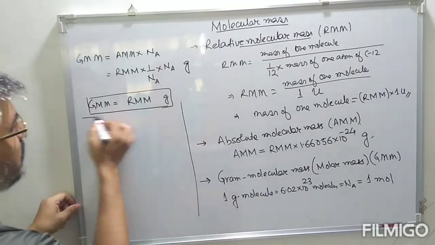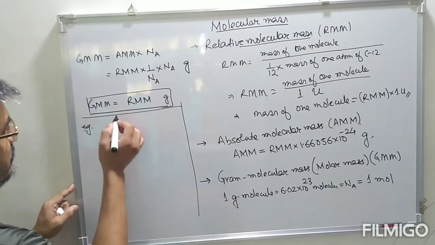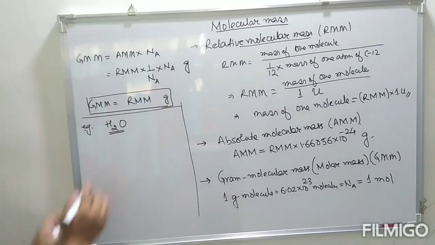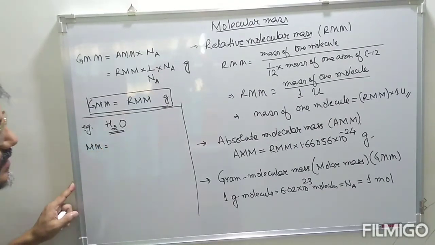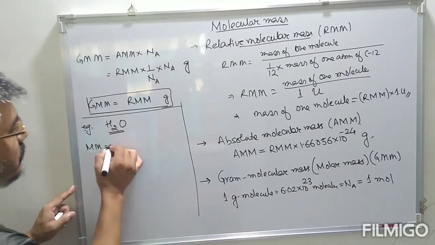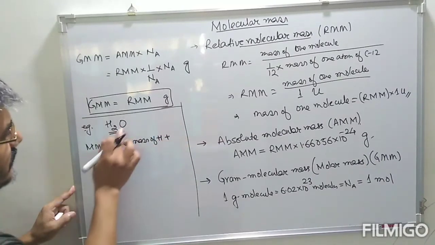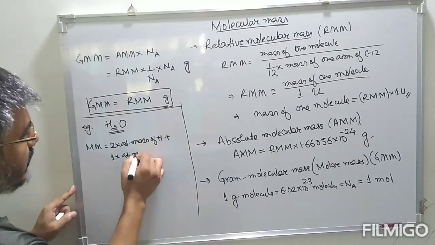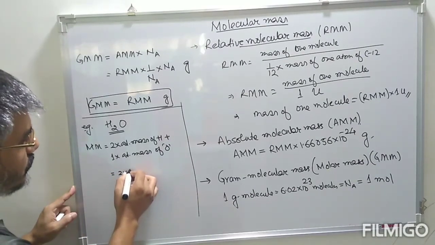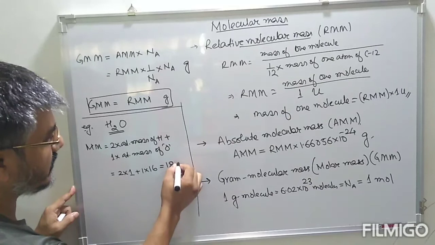Now, from the calculation point of view, for example, let us look at the H2O molecule. We have to find the molecular mass. One molecule of hydrogen oxide, that is H2O, contains how many atoms of hydrogen? 2. So therefore 2 into atomic mass of hydrogen plus 1 into atomic mass of oxygen. So this equals 2 into 1, atomic mass of hydrogen is 1, plus 1 into 16, so this comes out to be 18 U.